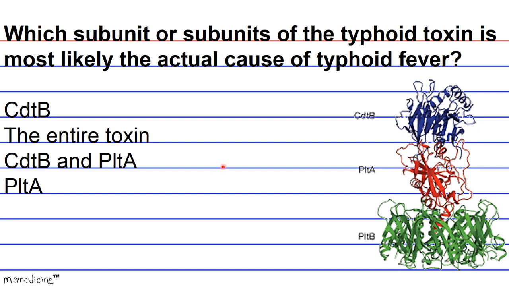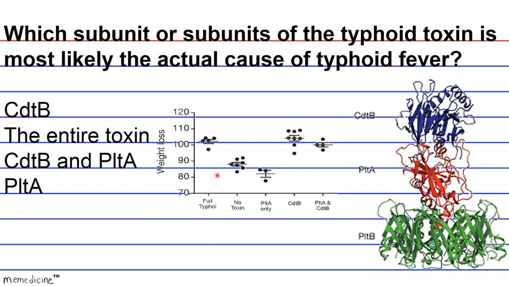Okay, so in figure 1, the control cells, this group right here, not exposed to the toxin, have the same weight loss as those mice exposed to PTA only, okay? Matter of fact, PTA only seems to be a little bit healthier than no toxin at all, okay?